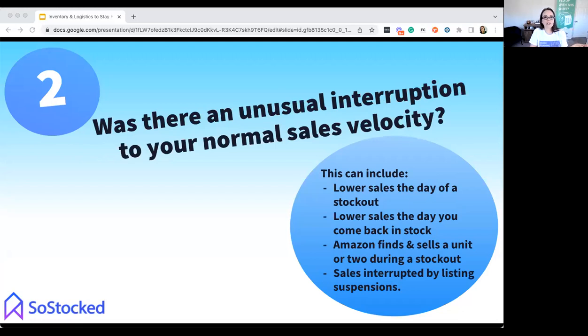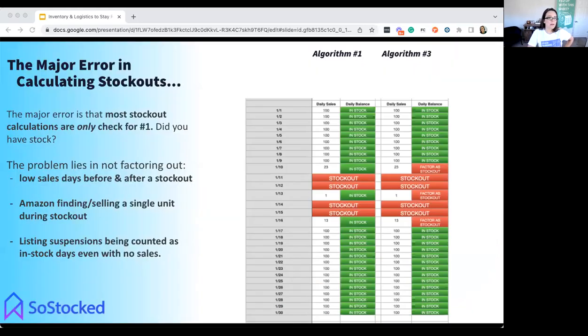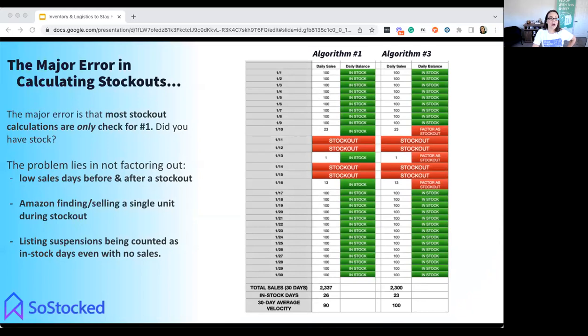This can be several different things. A lower sales day right before you go out of stock, a lower sales day right as you come back into stock, Amazon finding a unit or 2 during a stock out when you're used to having all zeros and all of a sudden you see 1 sale on 1 day, or sales interrupted by listing suspensions. Those also need to be factored as a stock out, treated the same way as a stock out. So did you have any of these things? Most of these formulas, these algorithms, are only checking for number 1. Did you have stock? They're not catching these other things, these slow sales days that are anomalies.